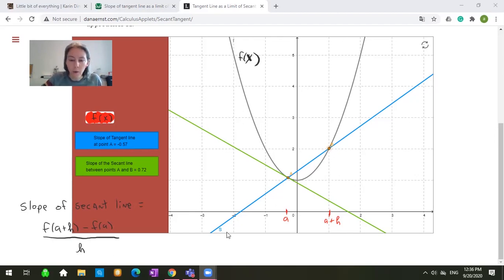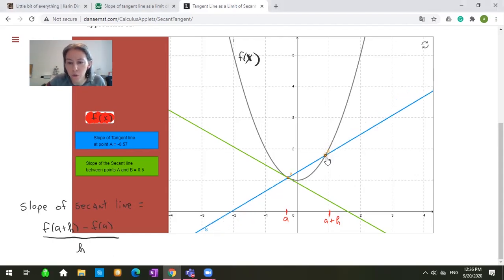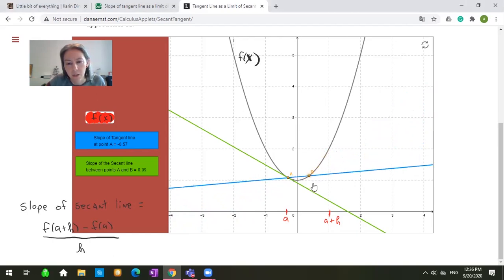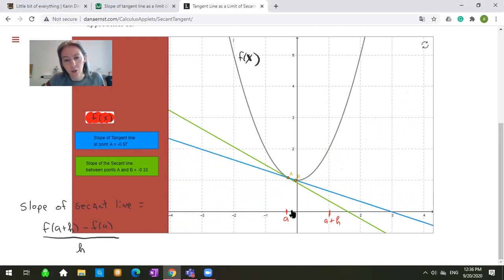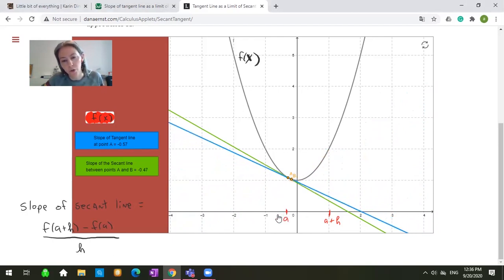So right now I have that slope, it kind of looks like that. If I let B get closer and closer to A, notice what's happening. Slowly that slope is turning and becoming in the same direction as A. And as it gets super close, notice the slopes are quite close. And if I let B get closer and closer, well, what's happening to the slope? You'll notice that the slope of the secant line is getting closer and closer to the slope of the tangent line.